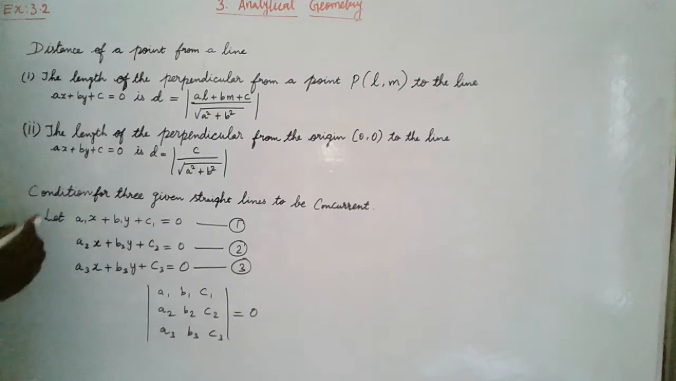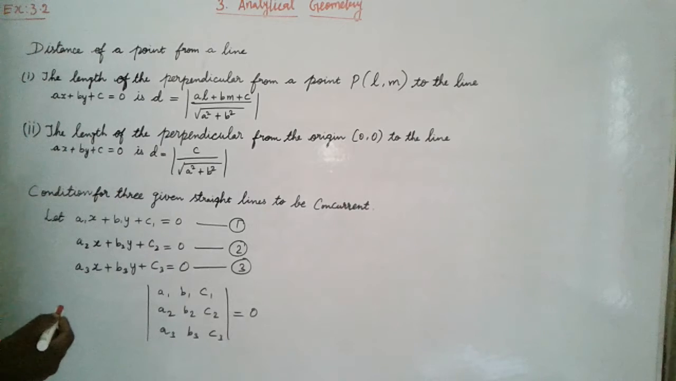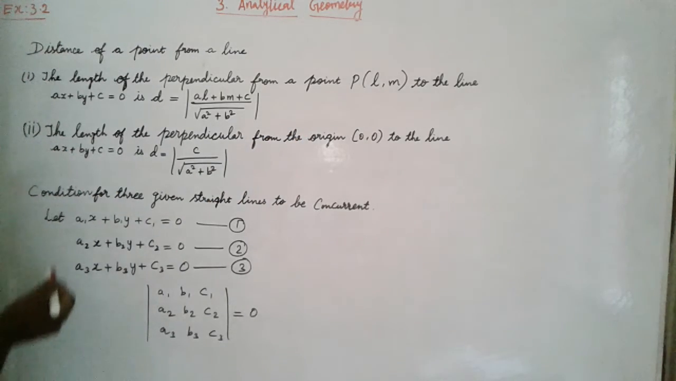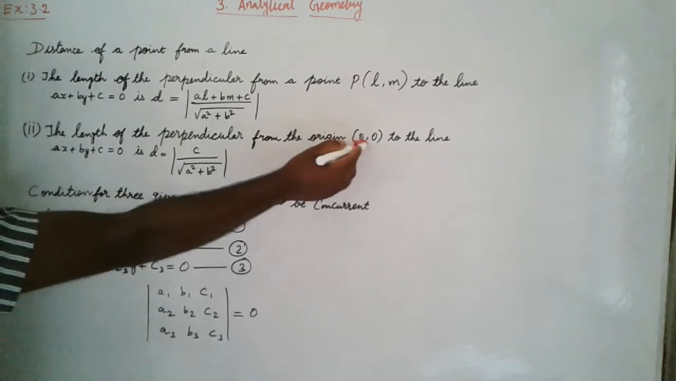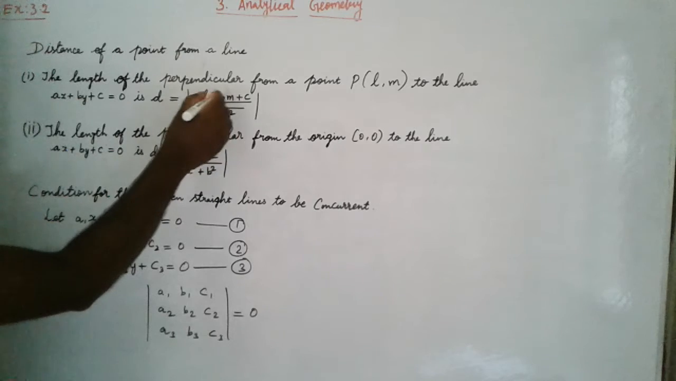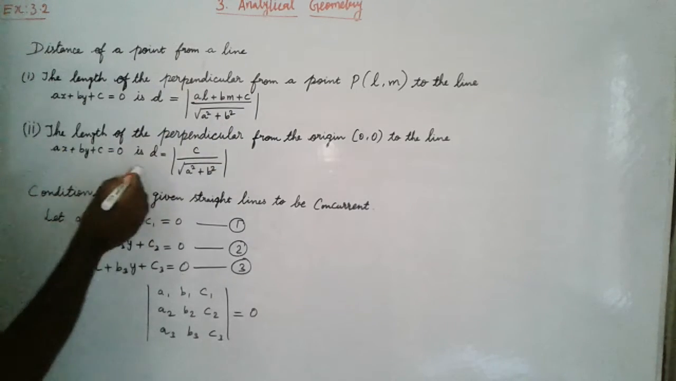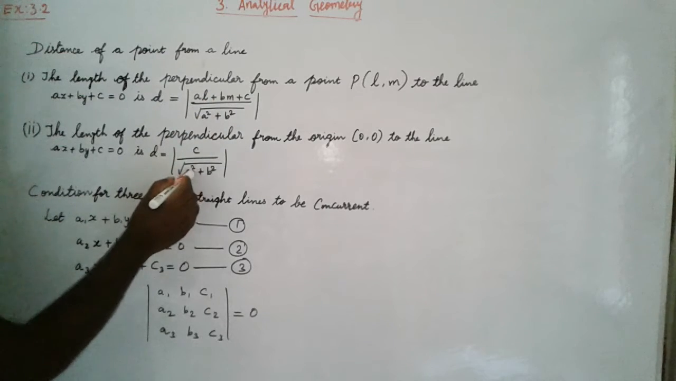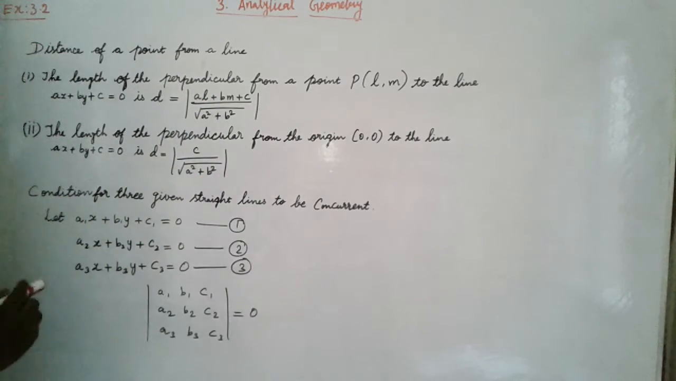The second one, the length of the perpendicular from the origin 0 comma 0 to the line. Origin is 0 comma 0. So we substitute 0 comma 0 for l and m, and the distance d equals modulus of c divided by root of a square plus b square.